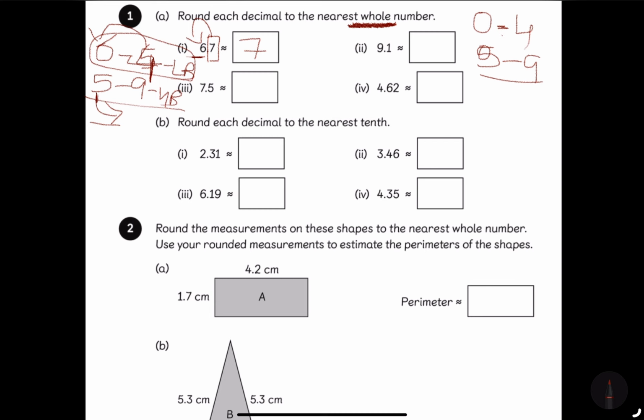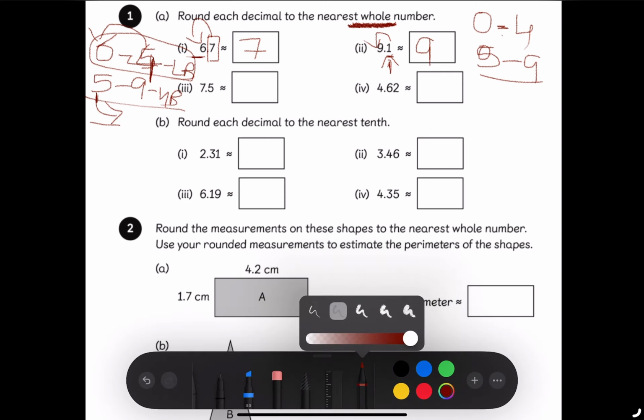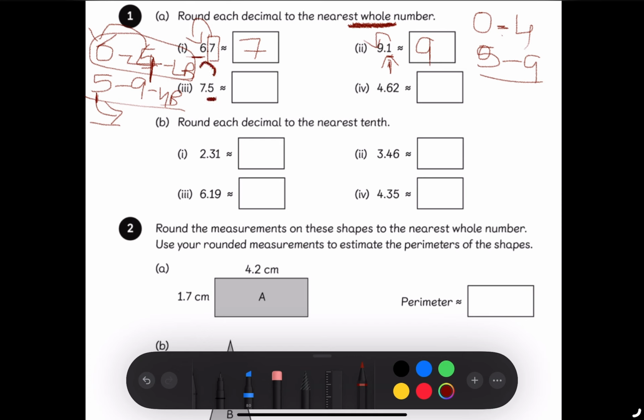Let's go to the second example. Look at the number that I want to check, and then go to the next number that I see. This number falls in the lower band, hence I will not add anything. So it stays 9. Again, let's go to the third example. The third example says 7.5. The number I see next is 5, which is in the higher band. Therefore, I add 1. 7 plus 1 is 8.